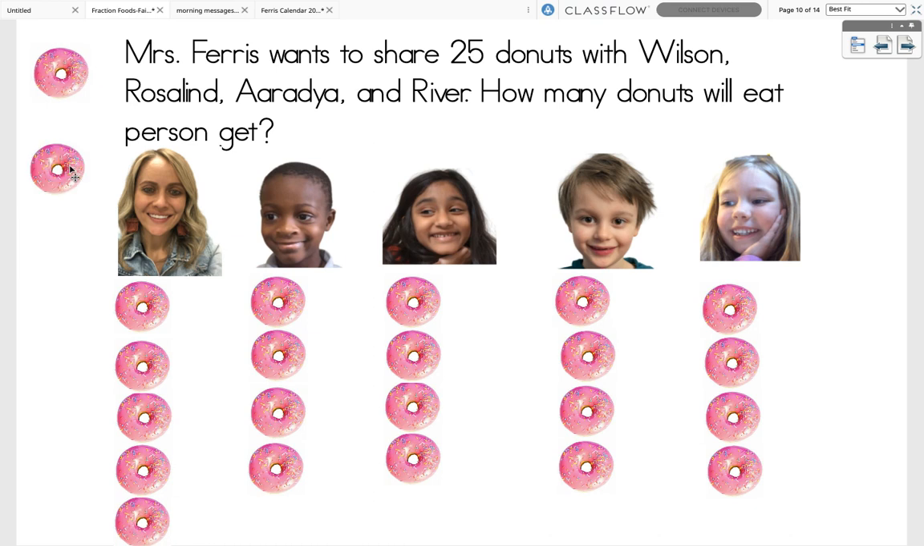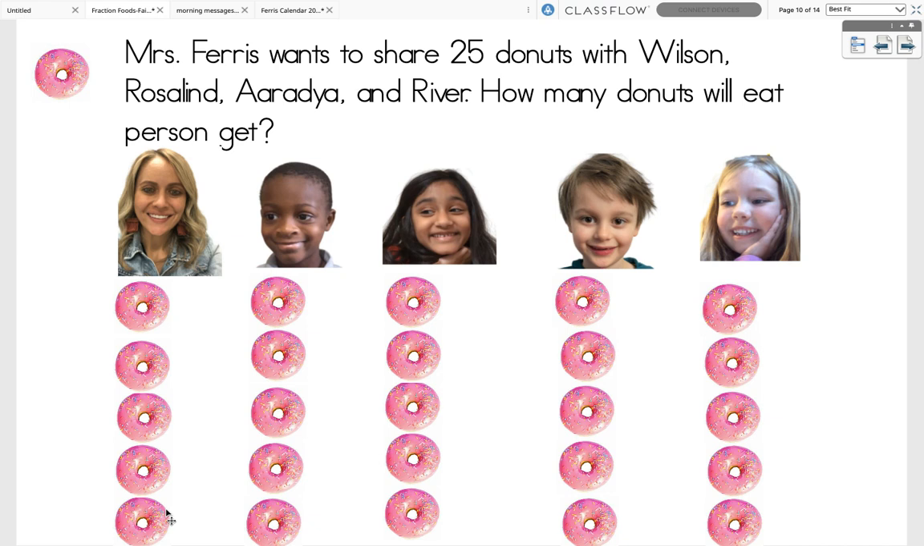21, 22, 23, 24, 25. Whew! I made it all the way to 25, but it was definitely difficult. I had to count them all out for a long time. And you can see that they are divided equally, they are shared equally, and each person is going to get 1, 2, 3, 4, 5 donuts.